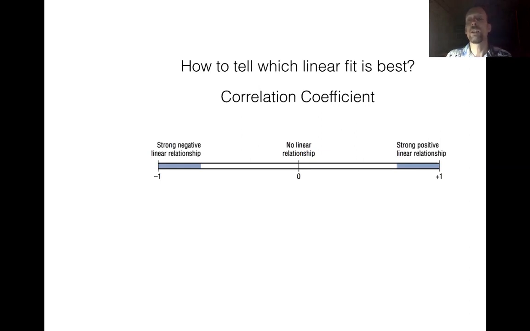How about if we take a look on the far right? Strong positive relationship. This means that whenever there's an increase in our independent variable, there's an exactly equal proportionate increase in our dependent variable.